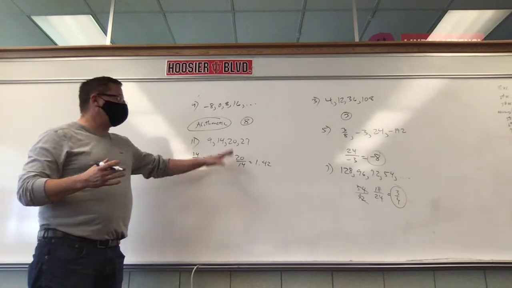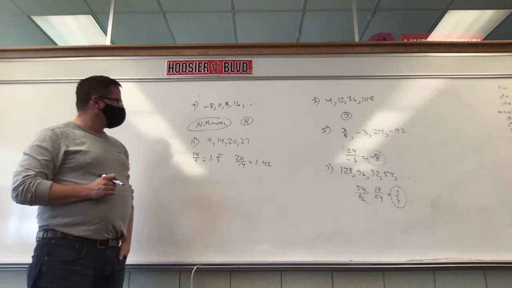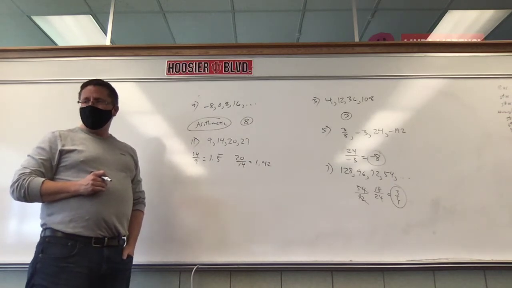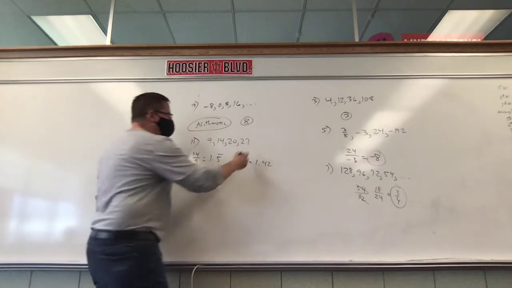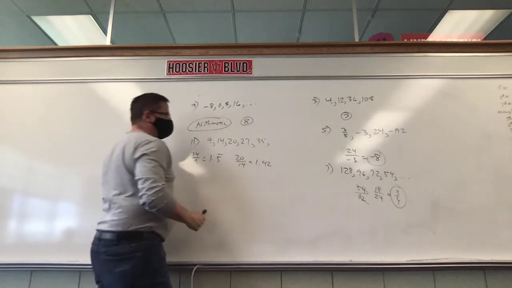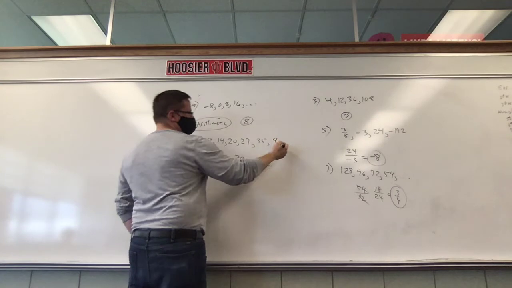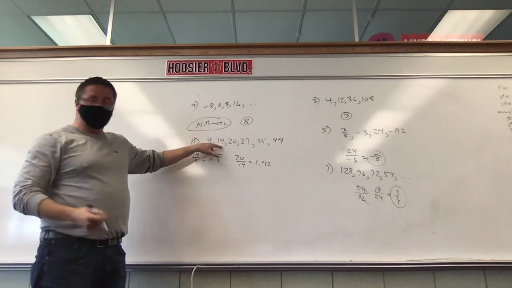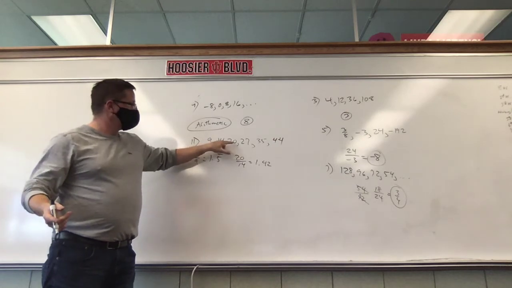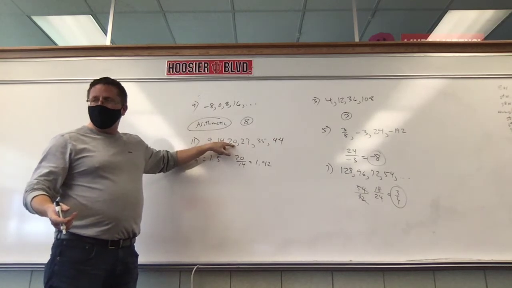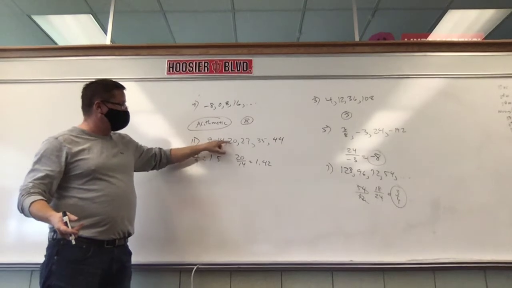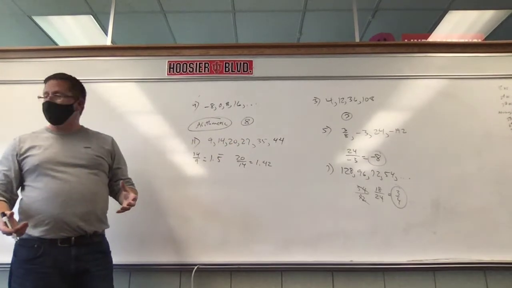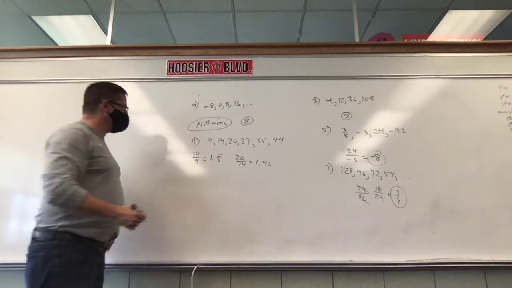Anybody know what would come after 27? The next number would be 35, then 44. What's the pattern? From 9, it went up plus 5, then plus 6, because the number that it's going up by is one more each time. So it went up 5, then 6, then 7, then 8, and so 9. Is there a pattern? Yes. But it's not arithmetic or geometric, it's neither one.